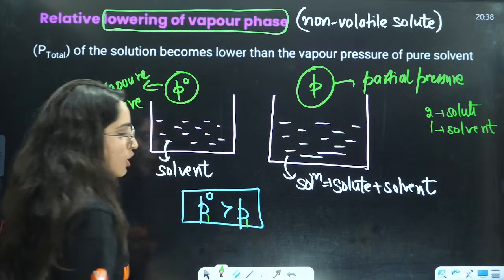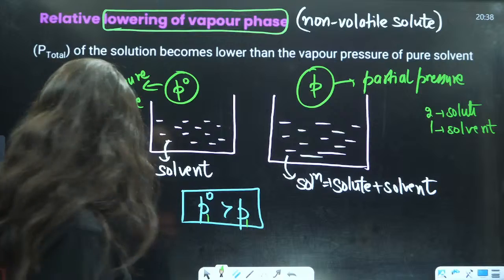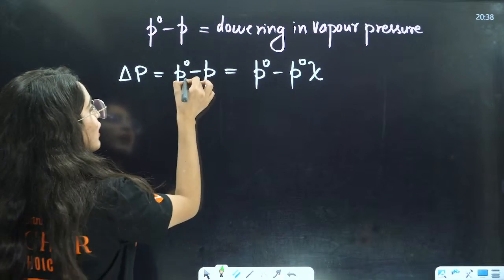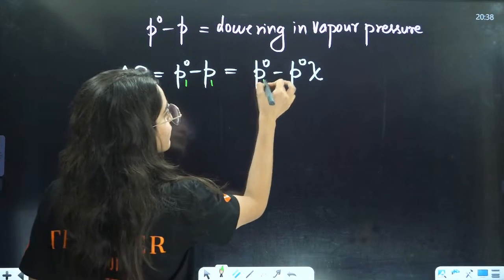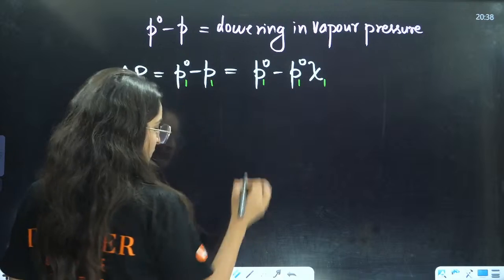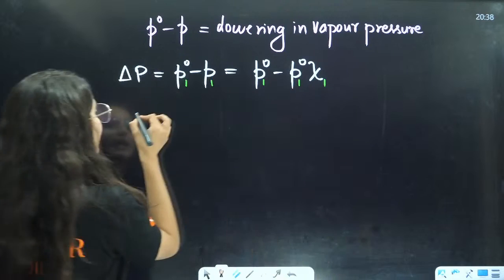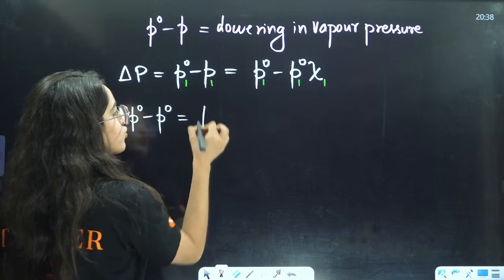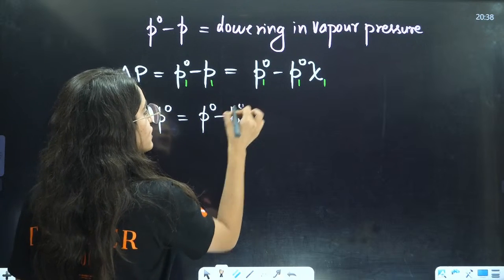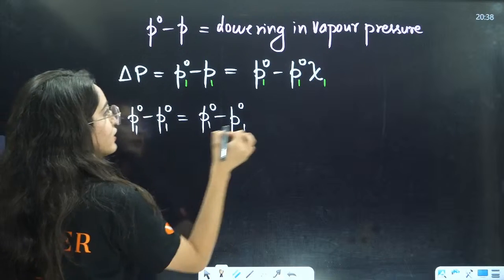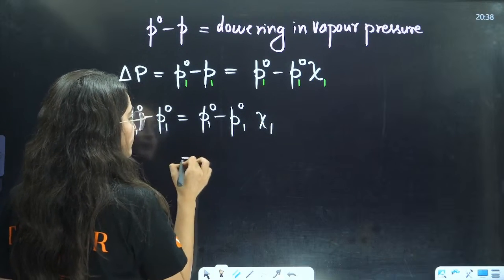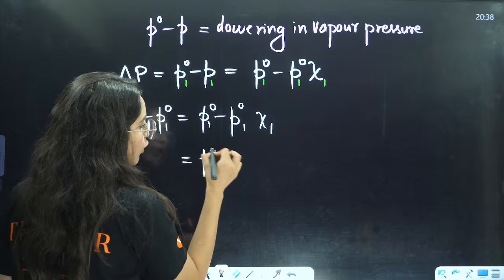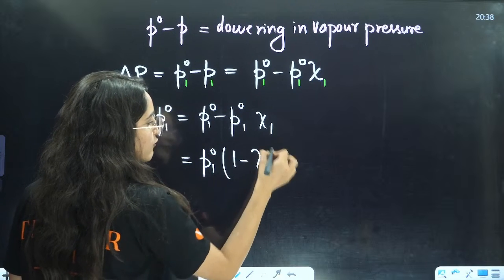Here it is 1. So this is P naught 1, P1, right? So this will be 1, this will also be 1, this will be 1, this will be 1, right? So after this, can I write this P naught minus P equals to P1 naught minus P1 naught Chi1. Take P1 naught common, this will be 1 minus Chi1, right?